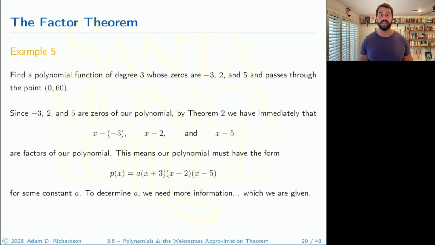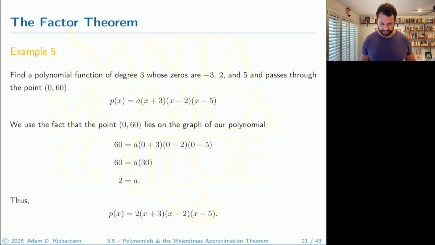And that is why you need an additional data point. You need a point that is not a zero of the function in order to determine this other bit of information, the leading coefficient. So that's what we're going to use. We're going to plug in the point (0, 60) for our function and then solve for a.